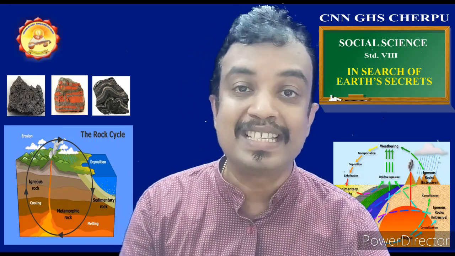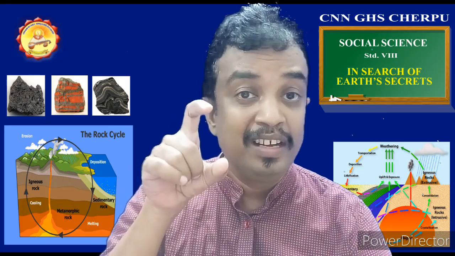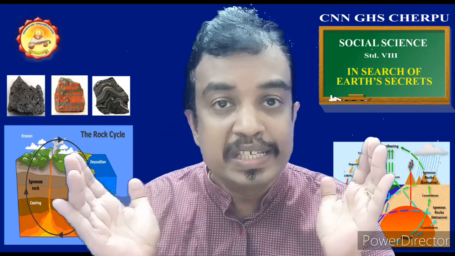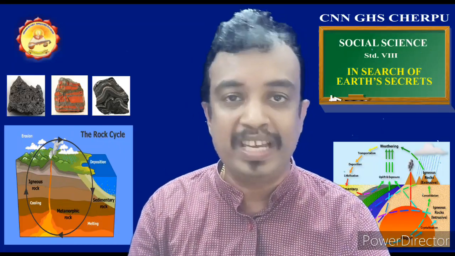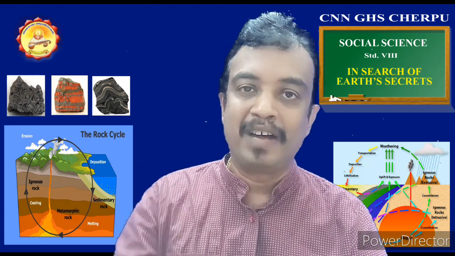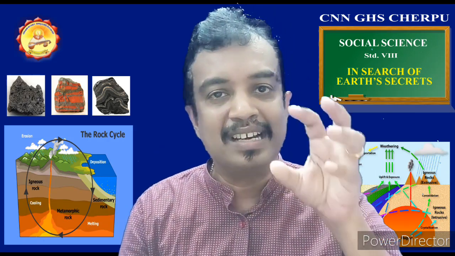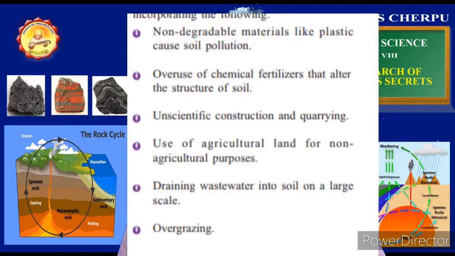Have you seen the pictures that are given in our textbook? They show the human actions that are adversely affecting the existence of soil. Some other reasons are also given there in our textbook, as points, that are different human actions adversely affecting the existence of soil. Please see those points. Don't we want to protect the soil?